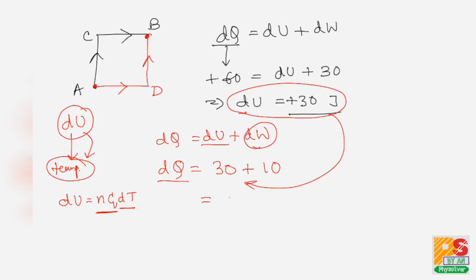So dq is positive 40. That means heat is going into the system. So the heat flow into the system in path ADB is 40 joules. So the correct option is option 4.